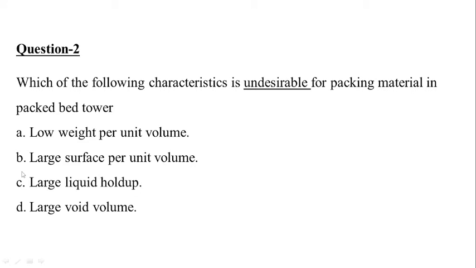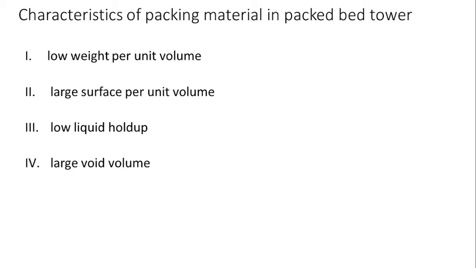Option D, large void volume. Large void volume is a desirable characteristic of packing material. So option C is correct. Large liquid holdup is an undesirable characteristic of packing material in a packed bed tower. So let's see what the main characteristics of packing material in a packed bed tower are. First one is low weight per unit volume. Second one is large surface per unit volume. Third one is low liquid holdup, and the fourth one is large void volume.